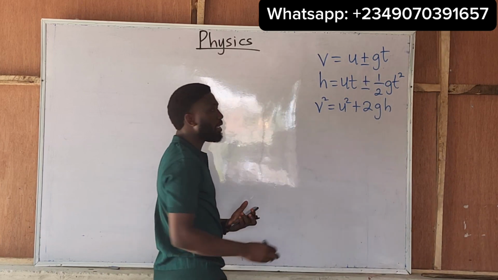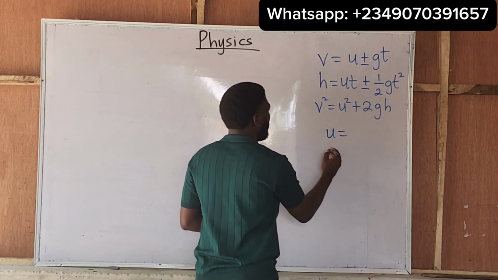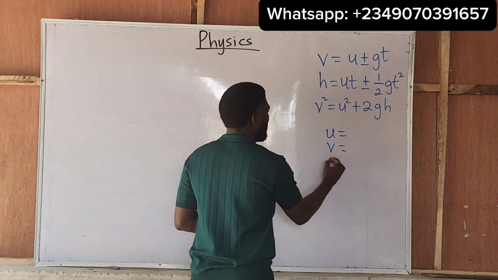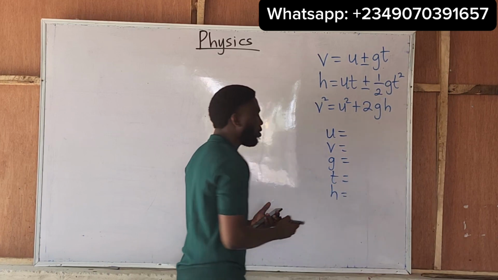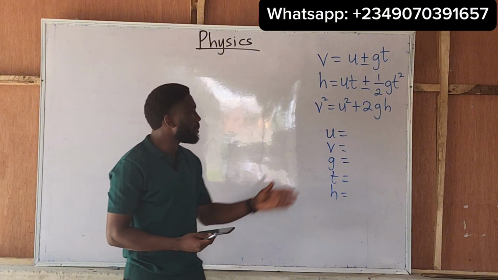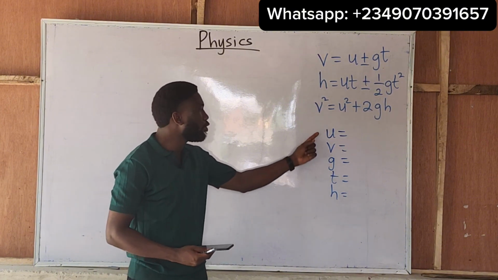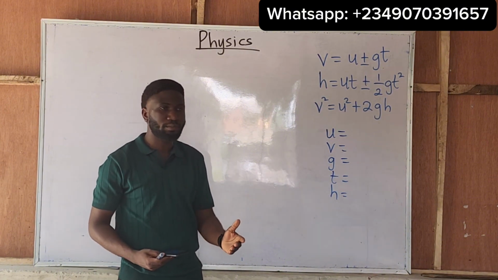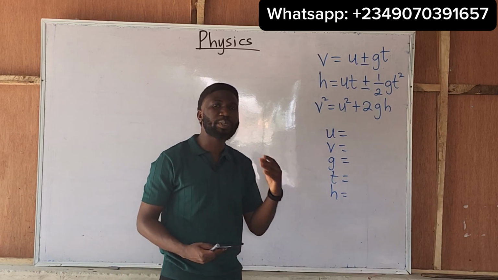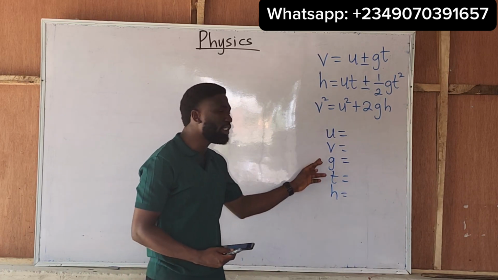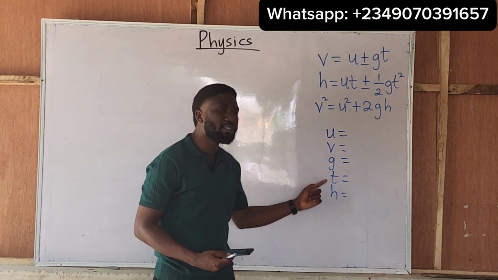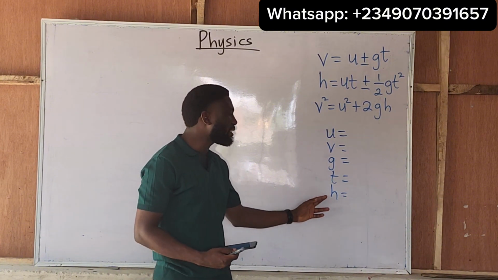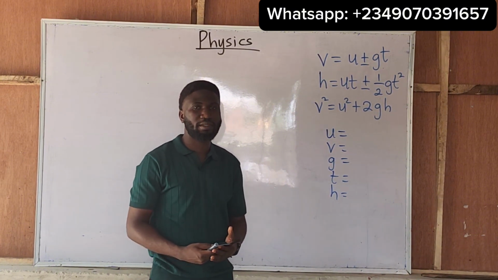The variables that we have here are U, V, G, T, as well as H. So what does each variable represent? U represents the initial velocity, V represents the final velocity, G represents acceleration due to gravity, T represents the time, and H represents the height.